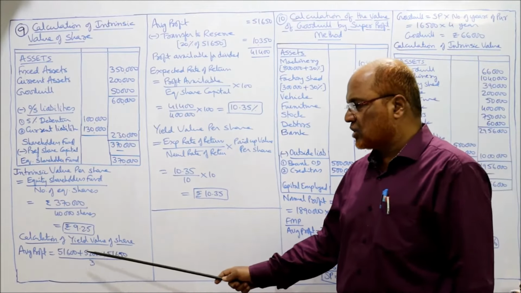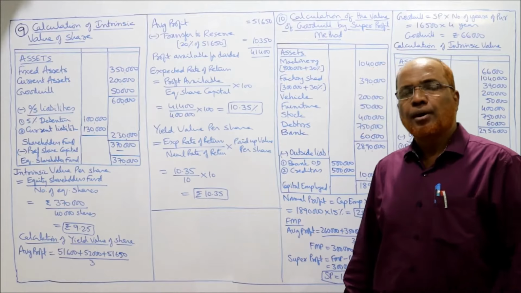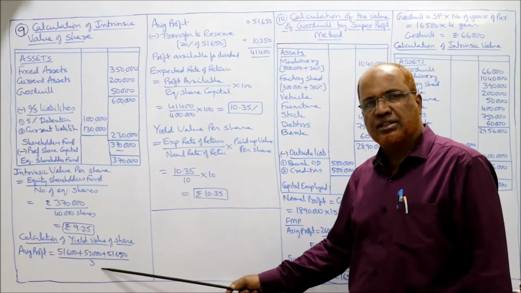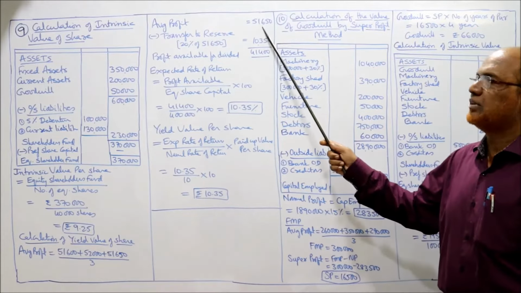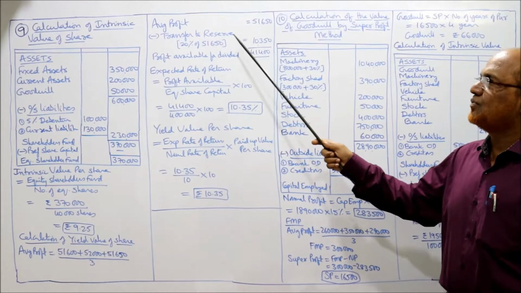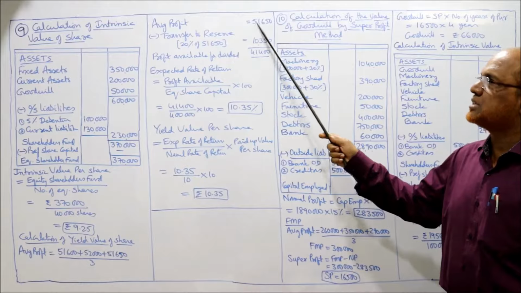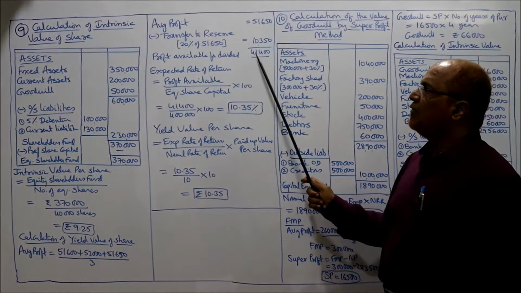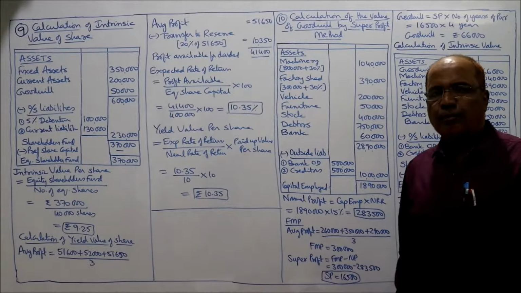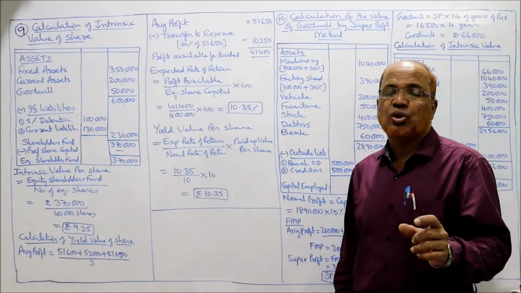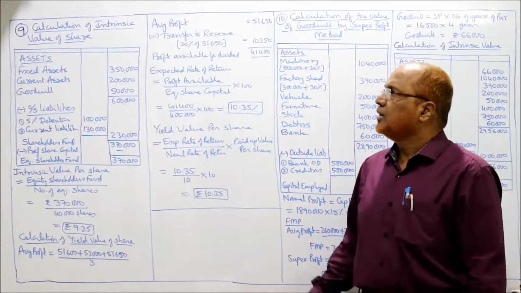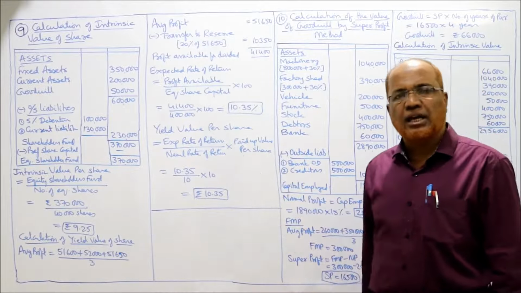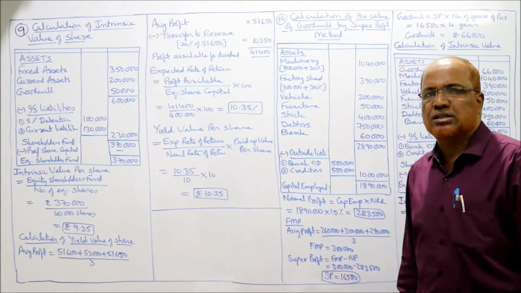Now the calculation of yield value of share. Profits are given; we calculate simple average profit by adding up the 3 profits and dividing by 3. We got the average profit 51,650. From 51,650, transfer to reserve 20% of this amount, 10,350. So the remaining is the profit available for dividend. This profit is available for shareholders in the form of dividend. So expected rate of return is equal to profit available divided by equity share capital into 100.